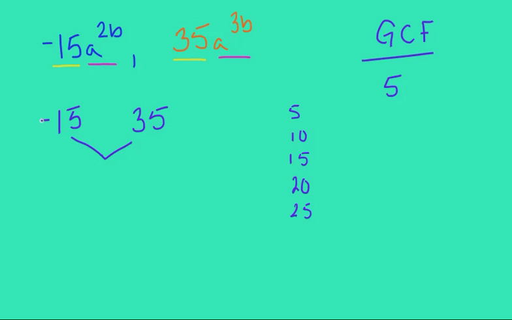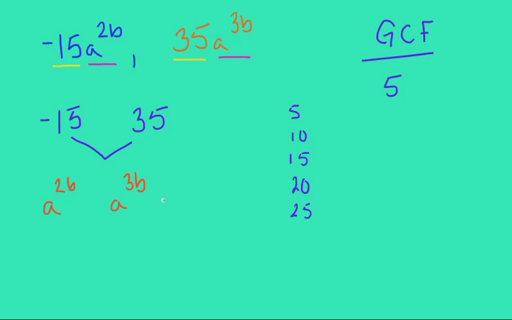Now, I know that a lot of times students say, well, what about this negative? Well, you don't really deal with the negative unless there's another negative right here for the 35, which there isn't. So here, we're just going to take out a 5. Now, let's go ahead and look at our a to the 2b and our a to the 3b power.